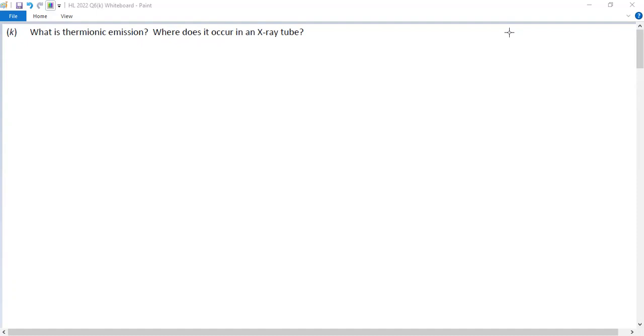All right. This is a nice one. This is one of those ones that if you have been putting in all the hard work learning off the definitions, this is where you start getting your payback, okay? So let's read it. It says, what is thermionic emission and where does it occur in an X-ray tube?